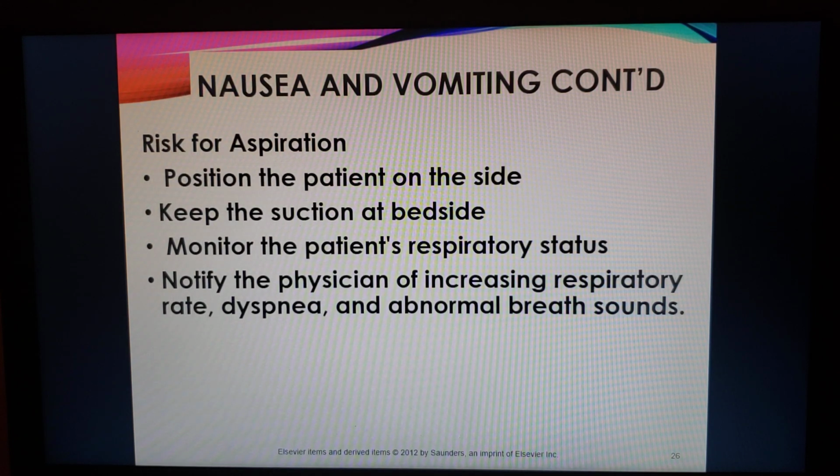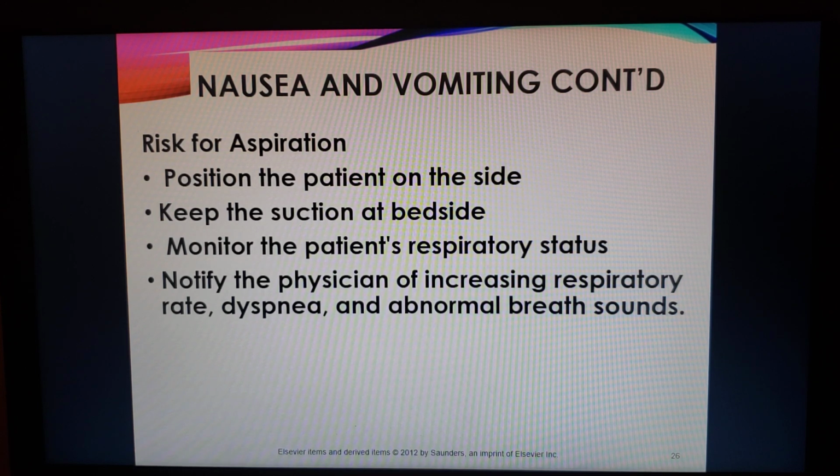Risk for aspiration. We want to implement measures by positioning the patient on their side if we think they're going to throw up. This helps prevent aspiration. We should always have suction at the bedside for patients who are at risk for aspiration, in case they aspirate and get choked. And monitor the patient's respiratory status.